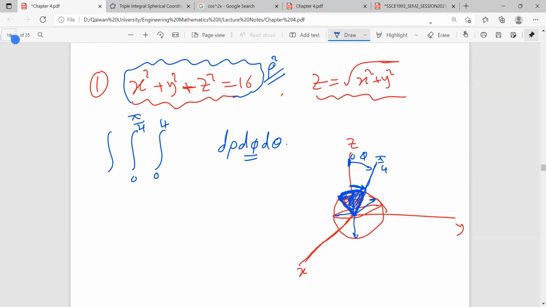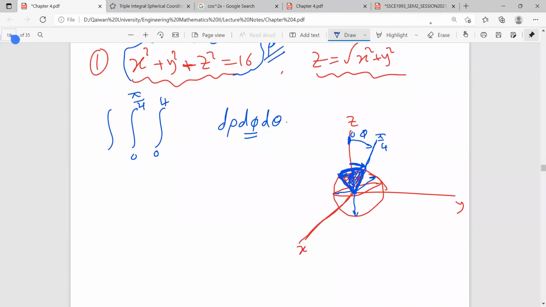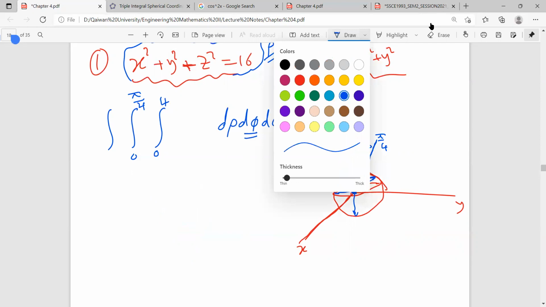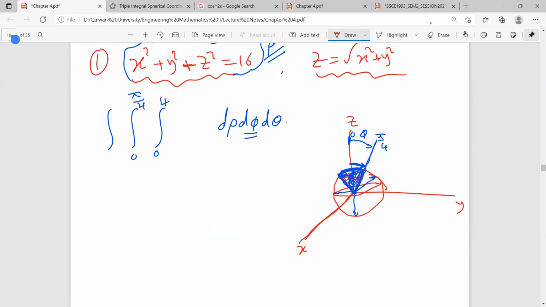Then for theta, we say it's the rounded one, the horizontal angle. As you see, we have the cone like this, going from here to here and returning to the same place. That means the angle for theta is from 0 to 2 pi.